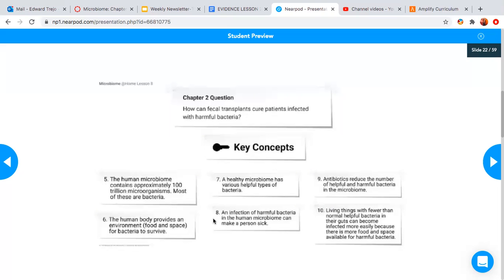Key concept number 8 states, an infection of harmful bacteria in the human microbiome can make a person sick. Key concept number 9 states, antibiotics reduce the number of helpful and harmful bacteria in the microbiome. And then key concept number 10 states, living things with fewer than normal helpful bacteria in their guts can become infected more easily because there is more food and space available for harmful bacteria. Once again, if you need to read through those again, feel free to pause the video.